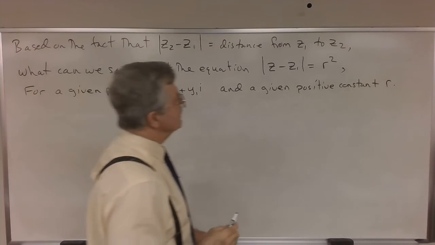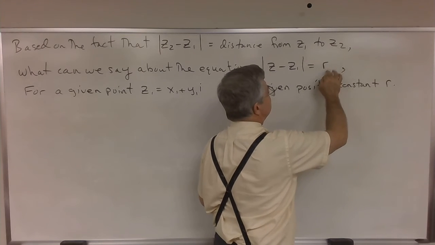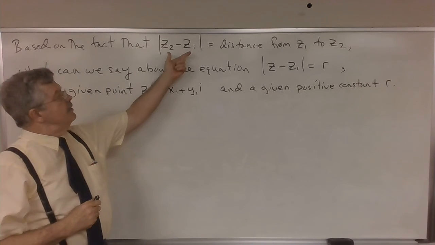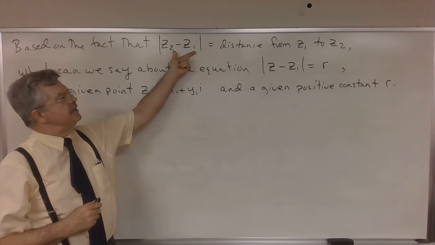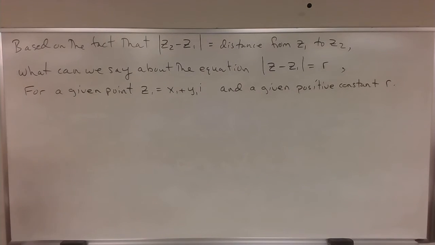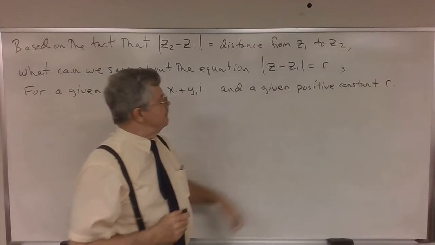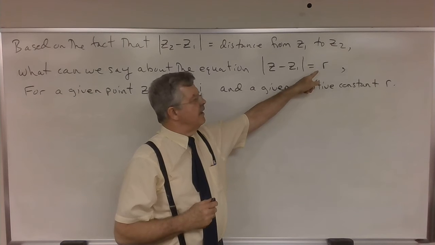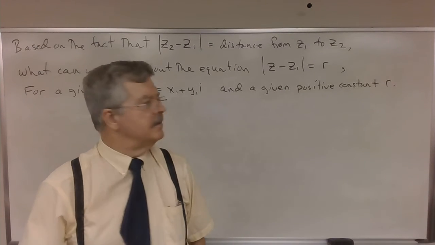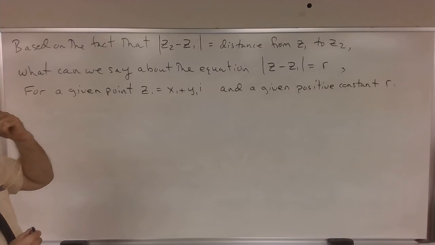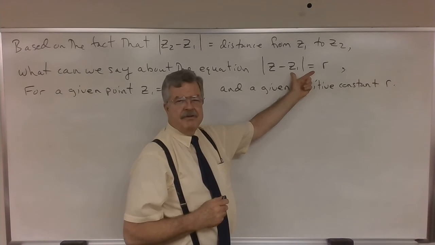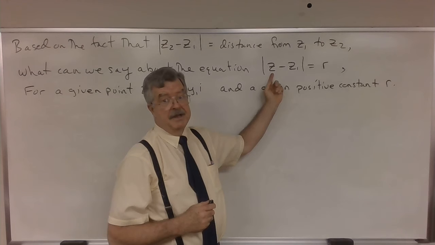You know what? Let me change this. Let me just say r. We know that this is the distance from z1 to z2, or vice versa. So what if, for a fixed point z1, we have the modulus of z minus z1 equals r for some given value of r? This is an equation with one variable, z.